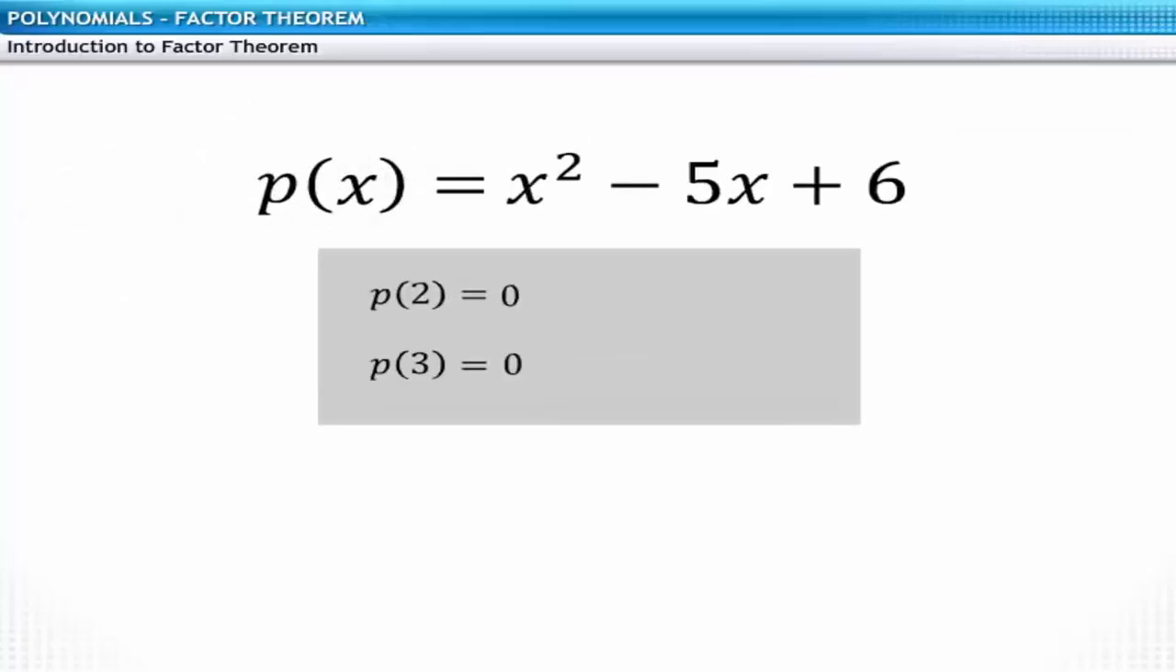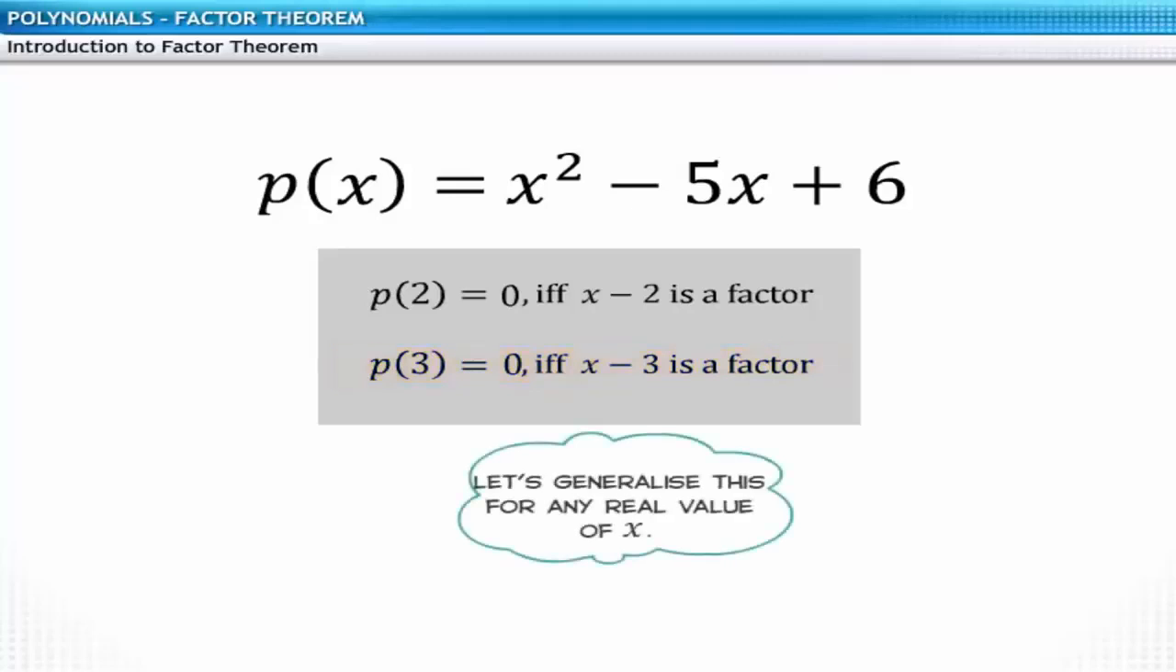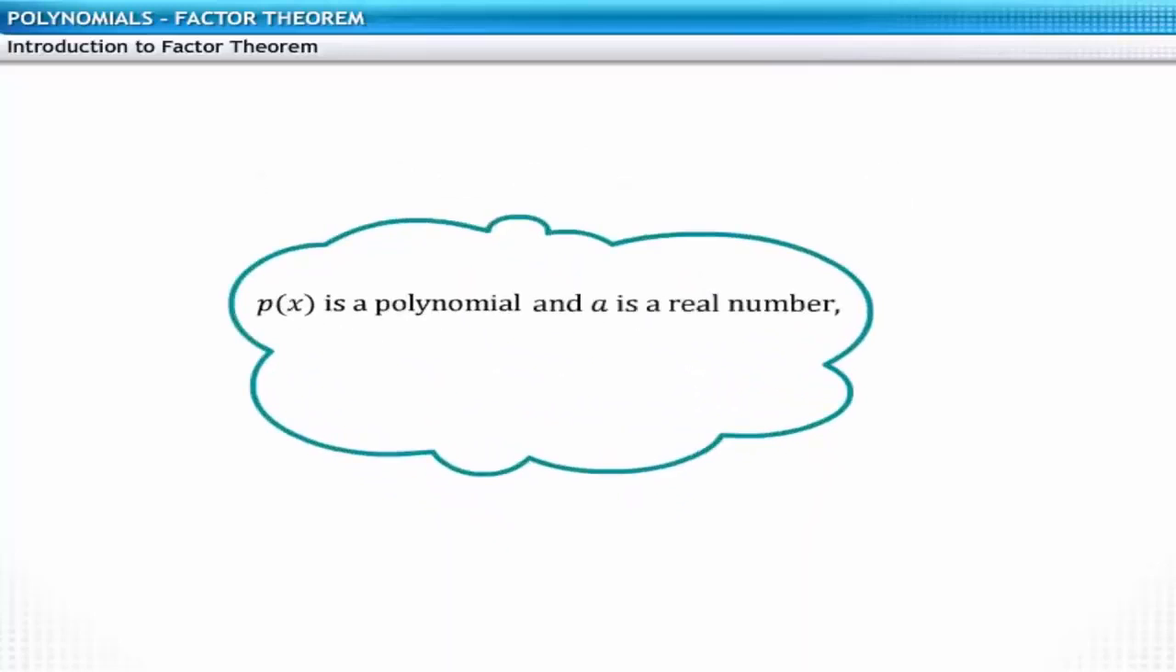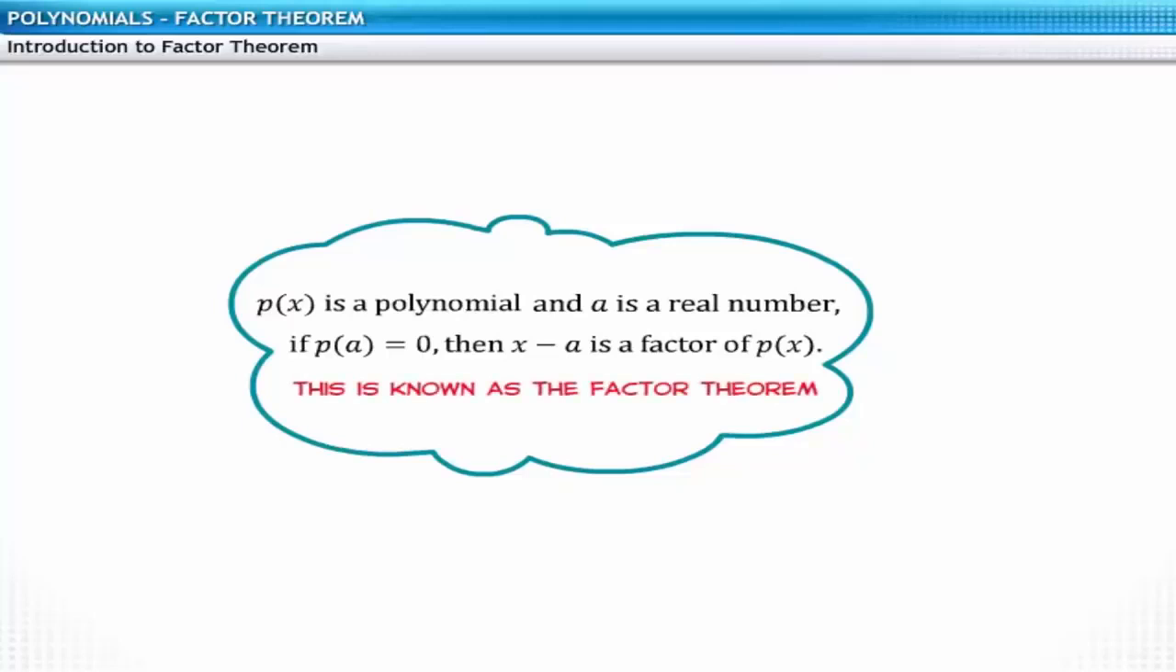Based on the above discussion, we can sum up that P of 2 is equal to 0 if and only if x minus 2 is a factor. Similarly, P of 3 is equal to 0 if and only if x minus 3 is a factor. Let's generalize this for any real value of x. Consider P of x is a polynomial and a is a real number. If P of a is equal to 0, then x minus a is a factor of the polynomial. This is known as the factor theorem.